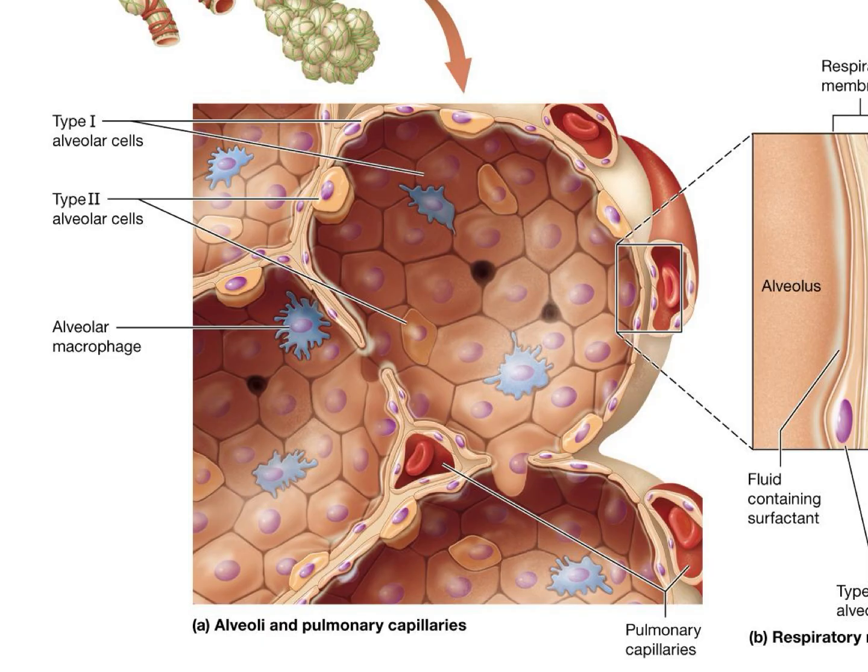So if we look inside the alveoli, we see all these simple squamous, these flattened cells. Those are our type 1 alveolar cells. We also see some cube-shaped cells. Those are our type 2 alveolar cells. They're going to ensure we have surfactant to keep the alveoli open. And then we have these irregular shapes. These are our alveolar macrophages. They're going to be there to engulf debris and foreign pathogens.